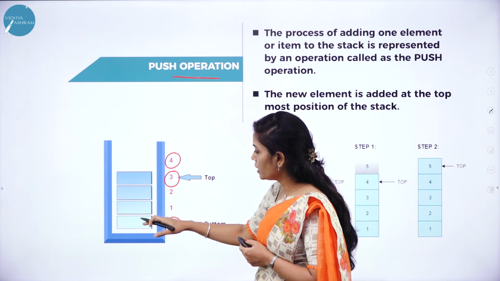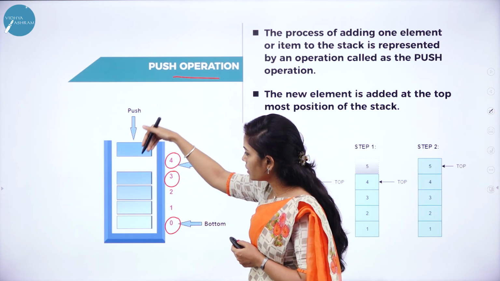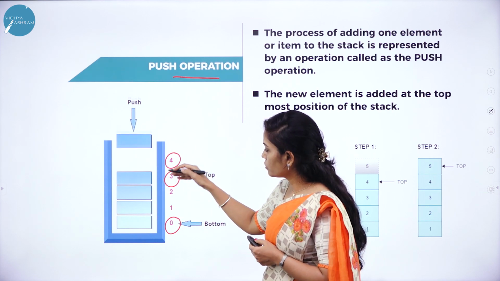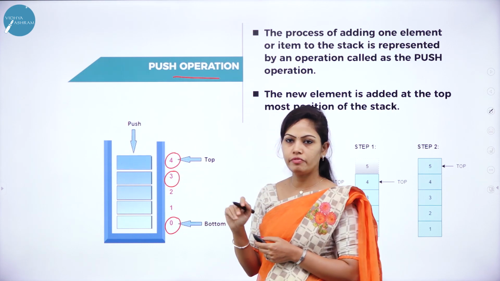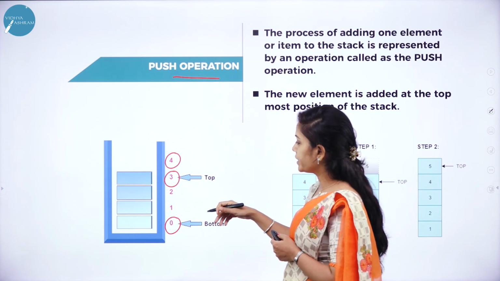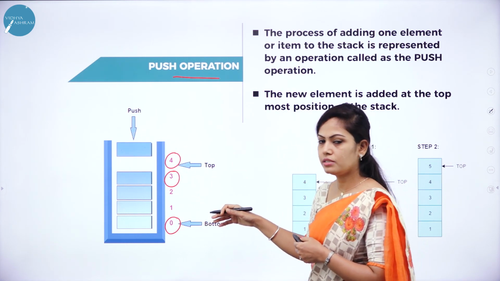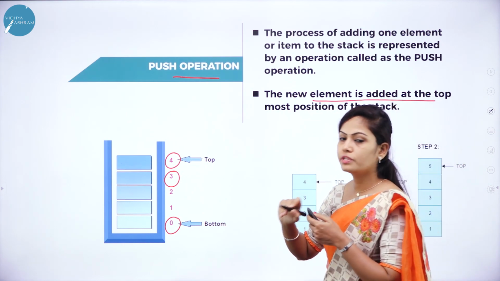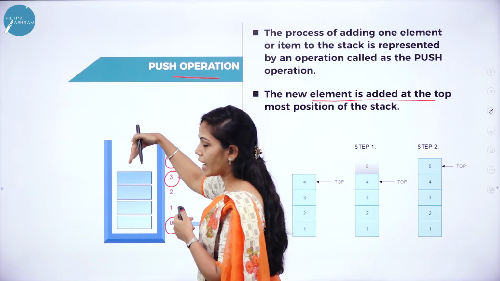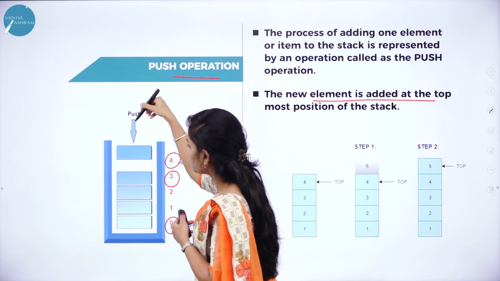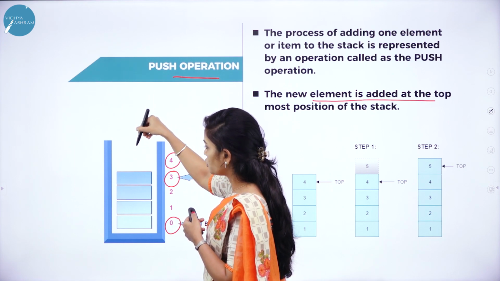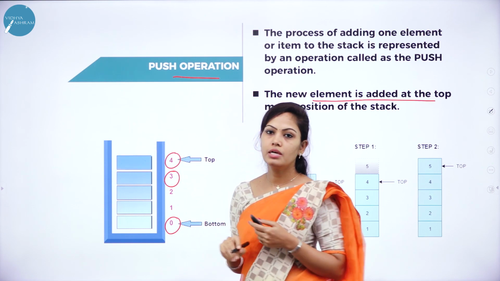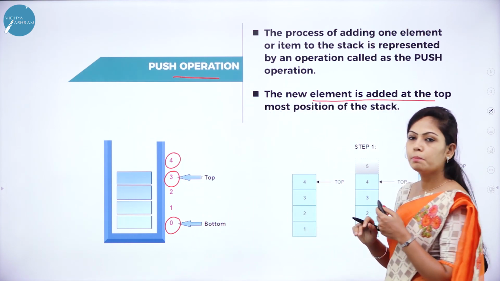Here totally we have 0, 1, 2, 3. After pushing an item, 4 becomes the topmost element. So totally we have 4, 3, 2, 1, 0, that is 5 elements. The new element is added at the topmost position of the stack. This operation is called the push operation.